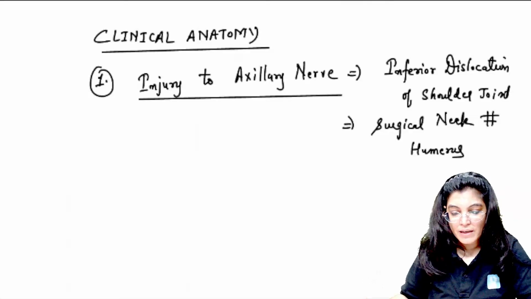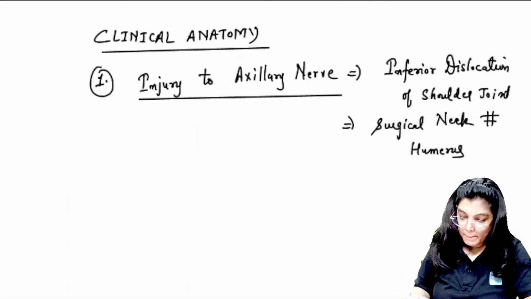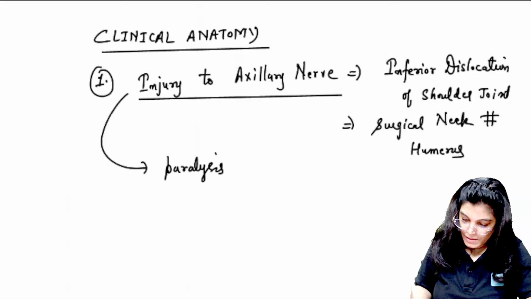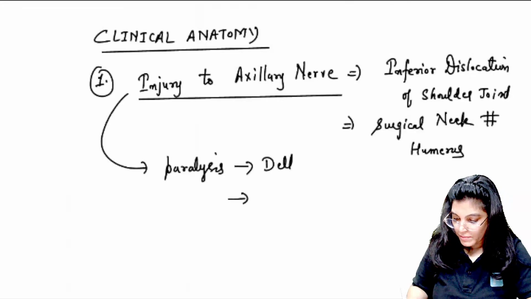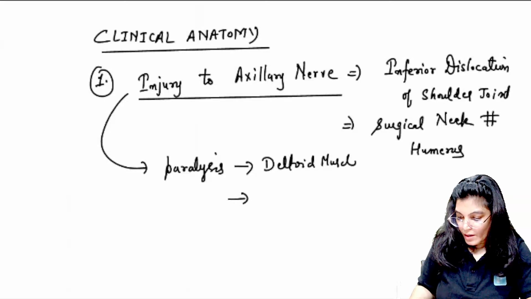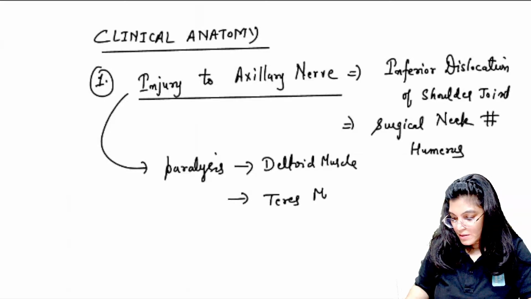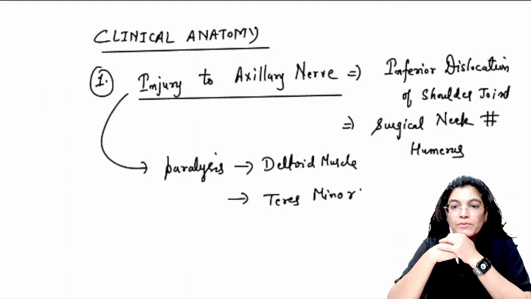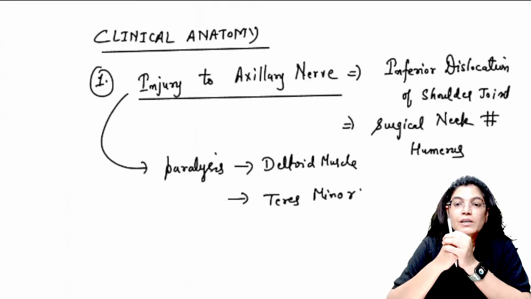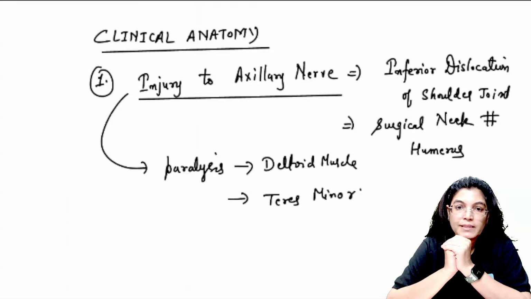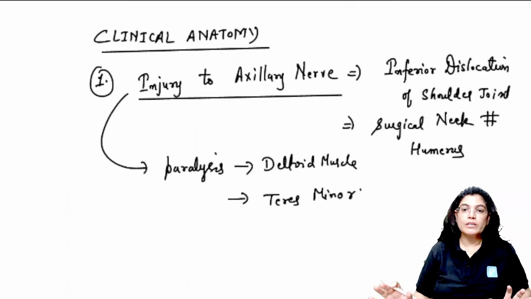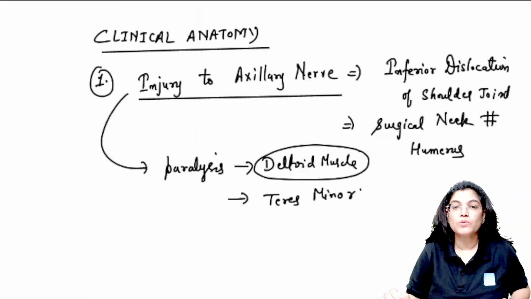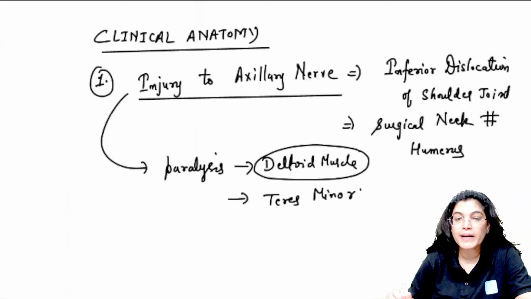So here what happens? It will lead to the paralysis of two muscles. Which two muscles, my dear students? Deltoid muscle and teres minor muscle. And you know that teres minor muscle has the function of lateral rotation of arm. But lateral rotation of arm is also done by infraspinatus muscle. But abduction of shoulder joint from 15 to 90 degrees is done by deltoid muscle only. So this will lead to the paralysis or impaired abduction of shoulder joint.